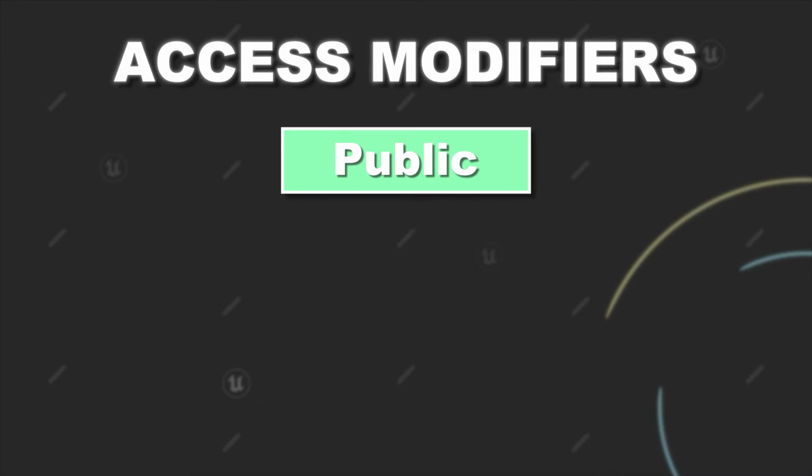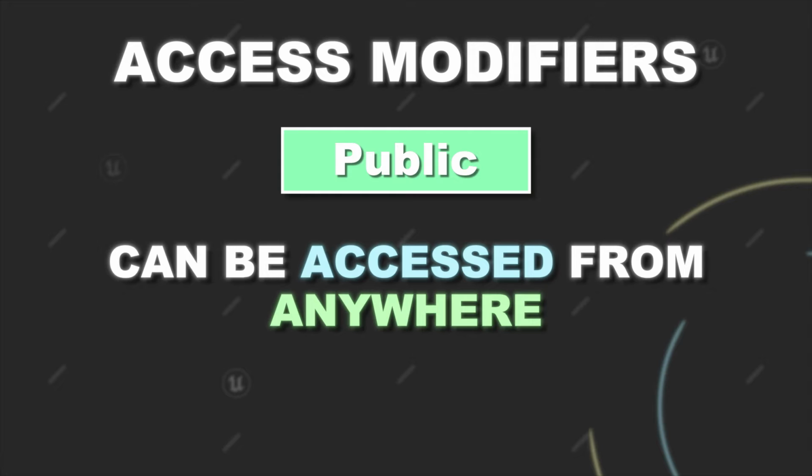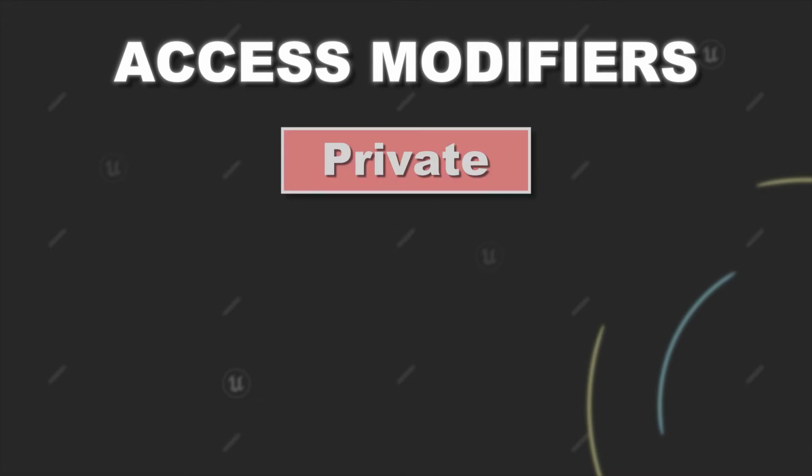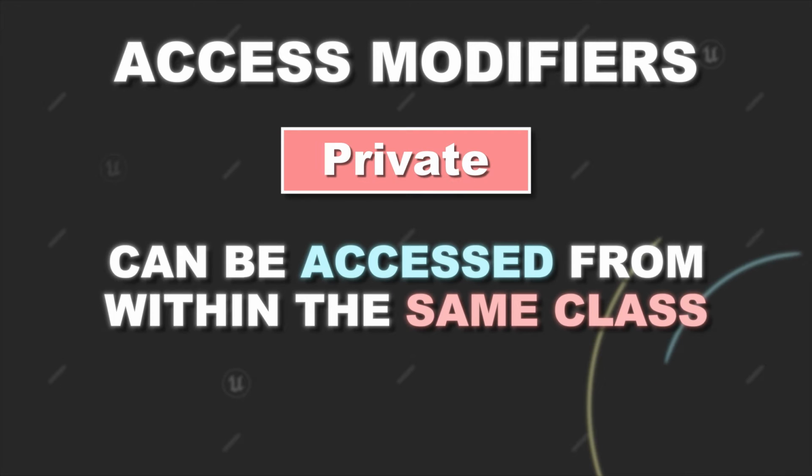Let's start with public. Anything declared as public can be accessed from anywhere in the code without restrictions. Next, we have private. Things that are marked as private can only be accessed from within the class they are declared in. So if you declare class B that inherits from class A, then class B cannot directly access members or methods that are declared as private in class A. And also other parts of your code cannot access those members and variables.